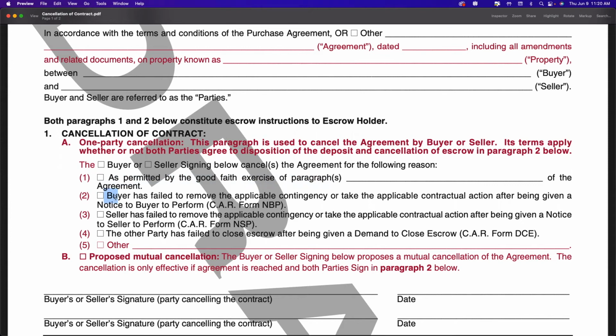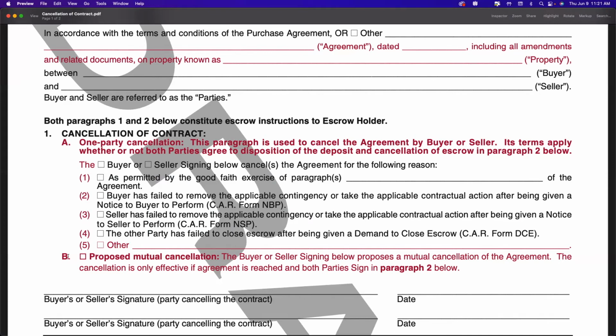If on the reverse, the buyer sent a notice to perform to the seller, and they're the one that's canceling, they're canceling because the seller failed to do what they were supposed to do based on the notice to seller to perform. And the last one is whichever party was delivered a demand to close escrow and failed to close escrow, right? That's the choices. Or another, right? It could be other, which is whatever the terms are that you've decided to cancel for, and that's endless and numerous that you could write in there.